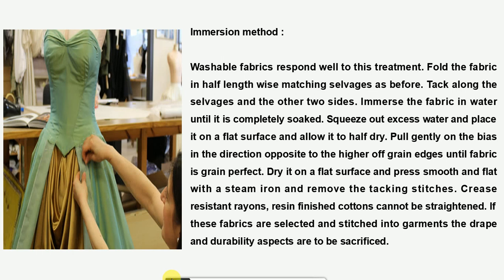Squeeze out excess water, place it on a flat surface and allow it to half dry. Pull gently on the bias in the direction opposite to the higher off-grain edges until the fabric is grain perfect. Dry it on a flat surface, press smooth and flat with a steam iron, and remove the tacking stitches.